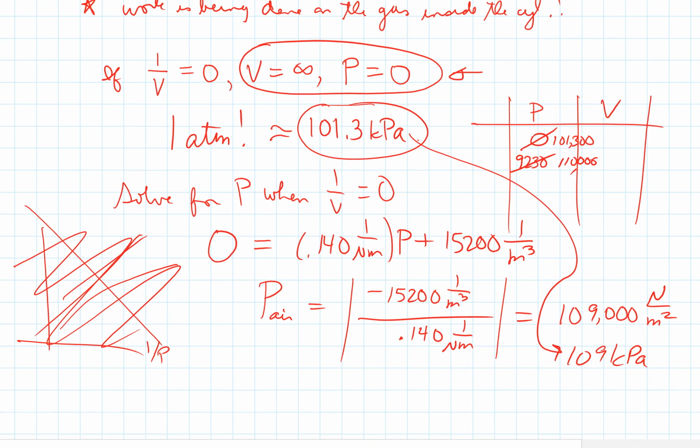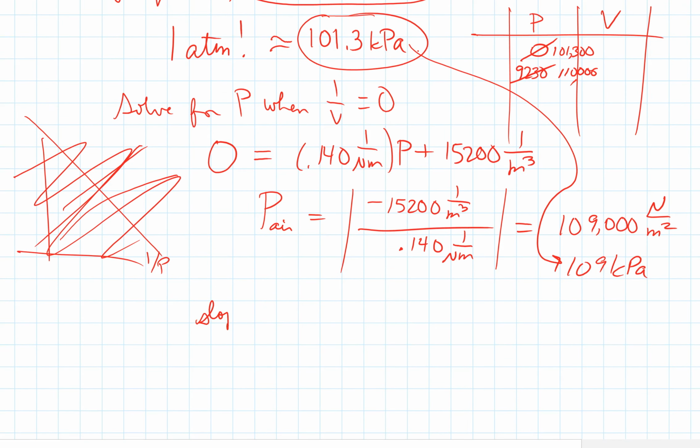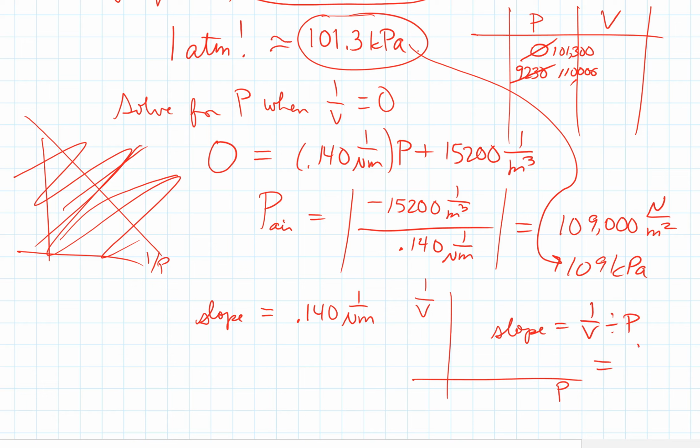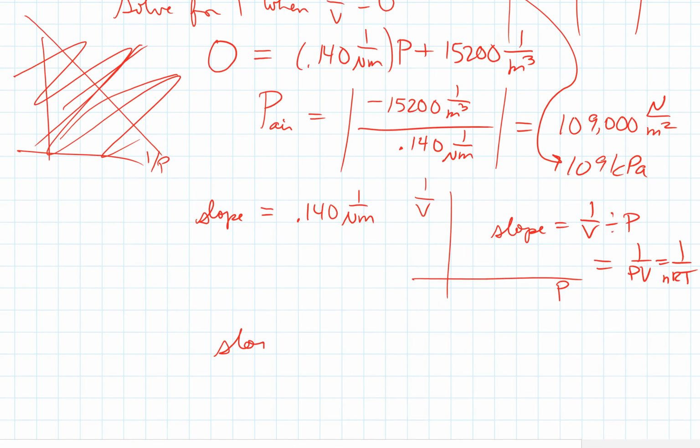Now, the slope itself is going to tell us a couple of things. Okay, first of all, we talked about work already, but remember that going back to our graph, if this is 1 over V and this is pressure, then the variables that make up the slope is actually 1 over V divided by P, which is 1 over PV. I say PV, you say, that's right, nRT. So it's 1 over nRT. So that means that the slope of our graph represents 1 over nRT.